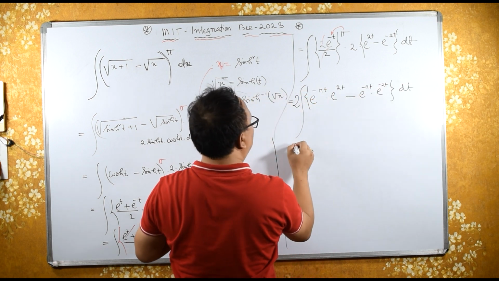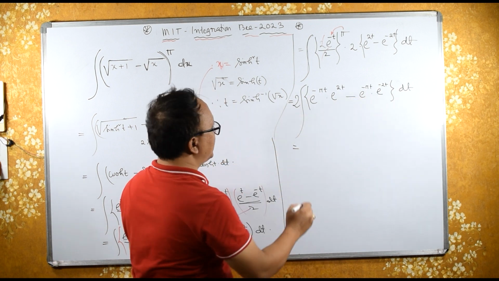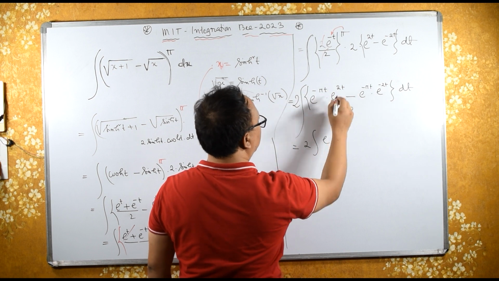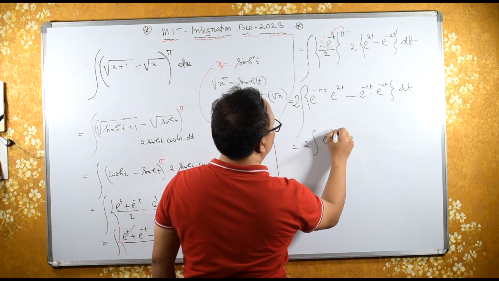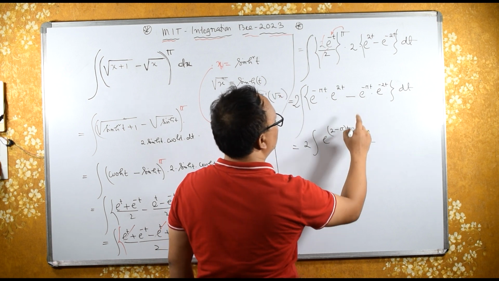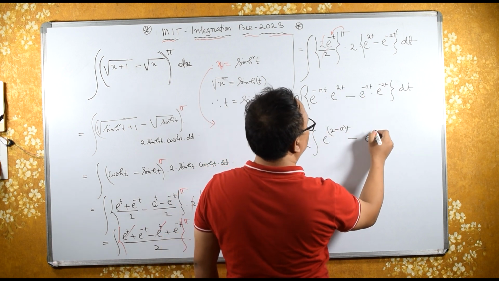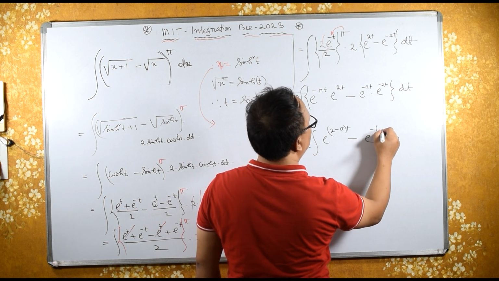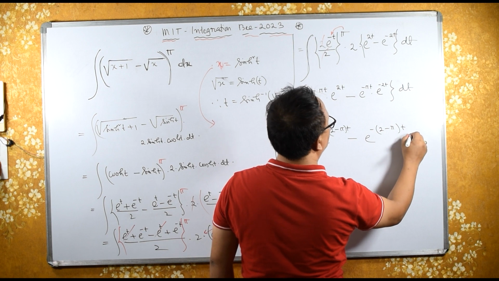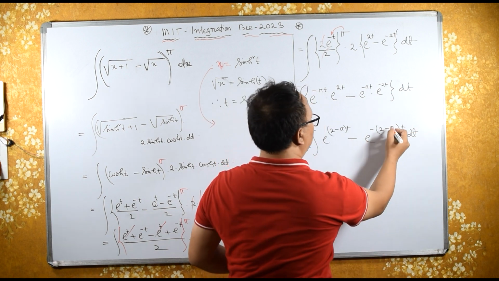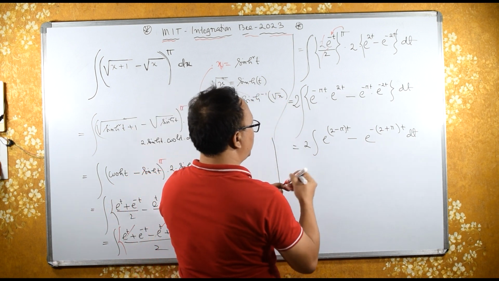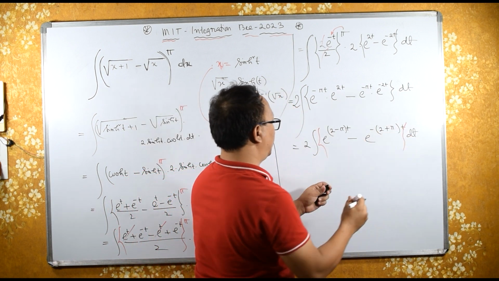Now if bases are the same, you can add the indices. Here we have 2 integral of, if I take t common, e raised to (2 minus pi) t minus e raised to, if I take minus common, (2 plus pi) t. The minus here will be plus over here. Now this is the integral with respect to t.